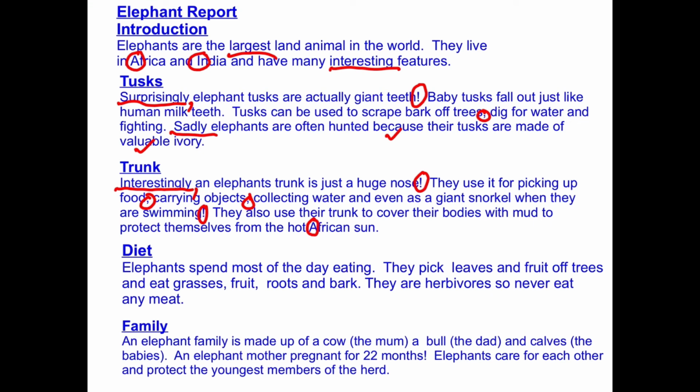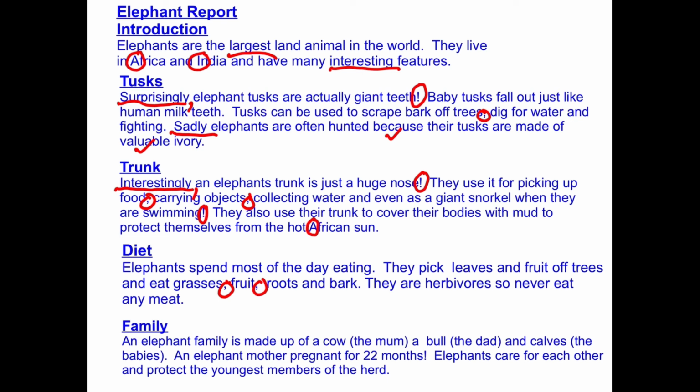Diet. Elephants spend most of the day eating. They pick leaves and fruit off trees and eat grasses, fruit, roots and bark. So we've got some commas for a list there. They are herbivores, so never eat any meat. Family. An elephant family is made up of a cow, the mum, a bull, the dad, and calves, the babies.